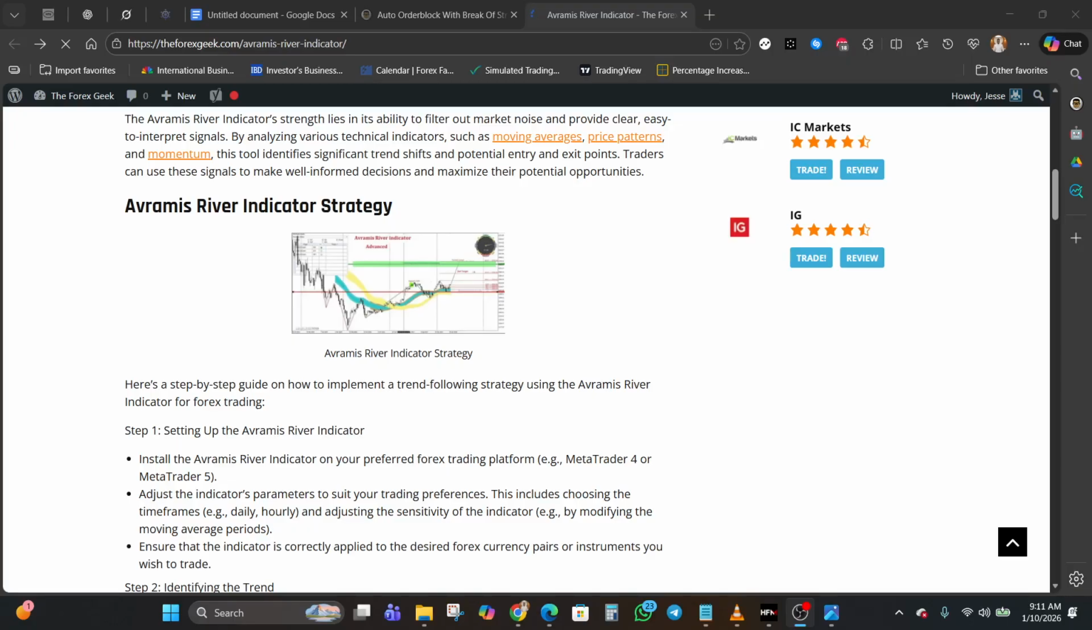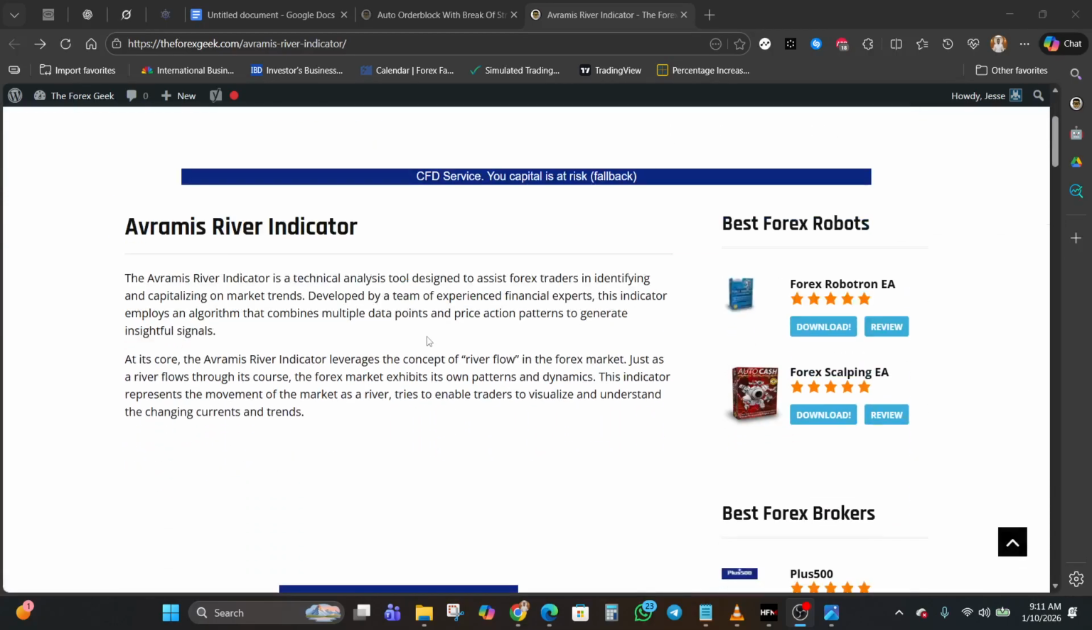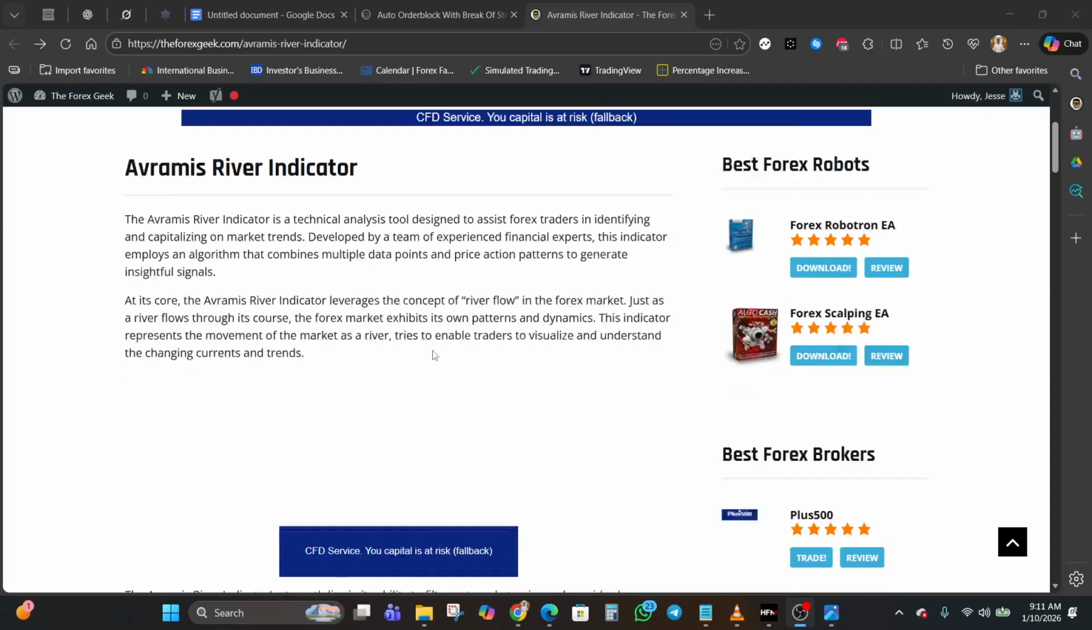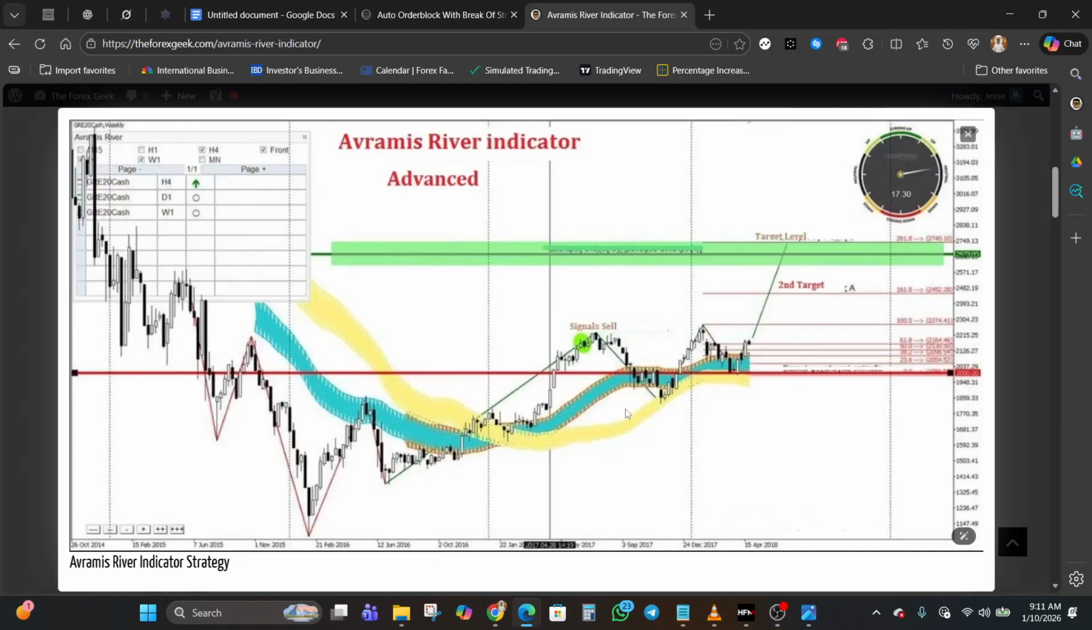Now in this particular video, I'm going to be showing you how to use the Avramis River Indicator. This indicator is designed to assist you in identifying market trends. Let's head into how the indicator looks and analyze how it works so that you can understand it and apply it effectively to your own trading strategy.